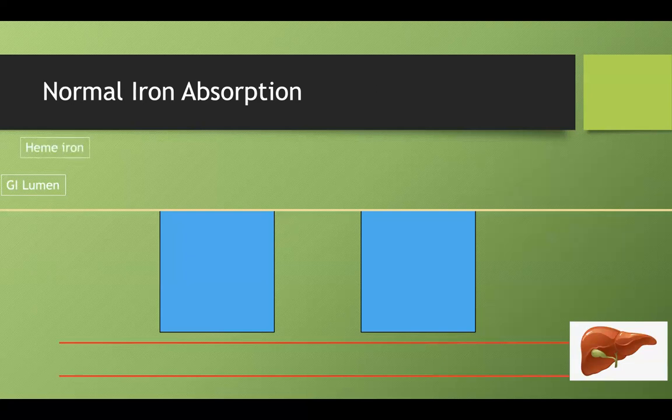We have two different types of iron. You have heme iron and non-heme iron. Heme iron is easier to absorb, and it usually comes from animal products. So let's say you have a piece of steak or chicken.